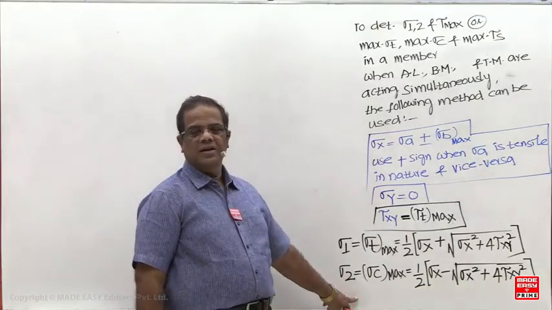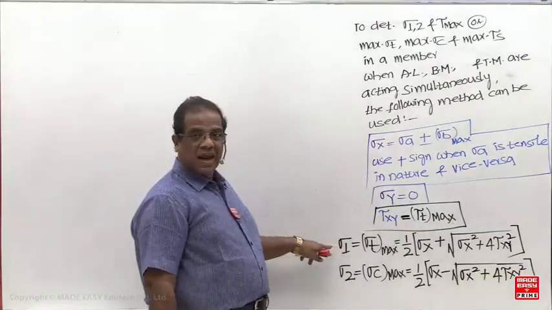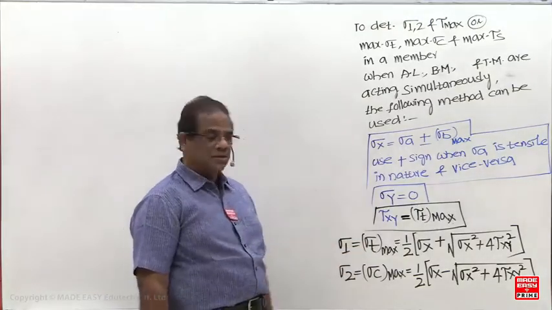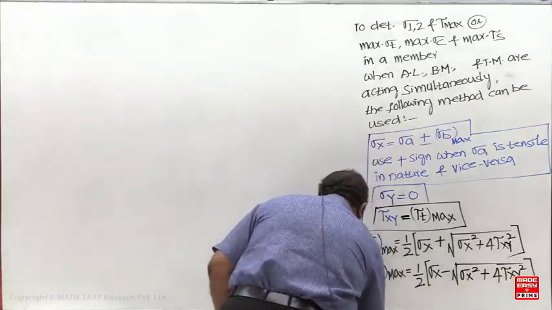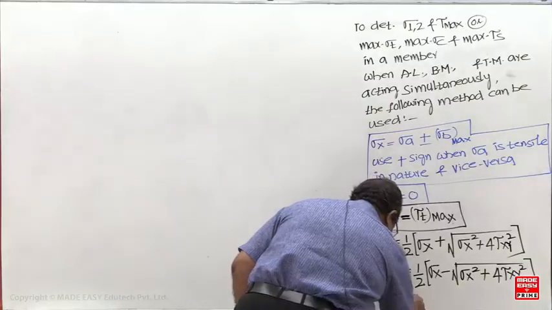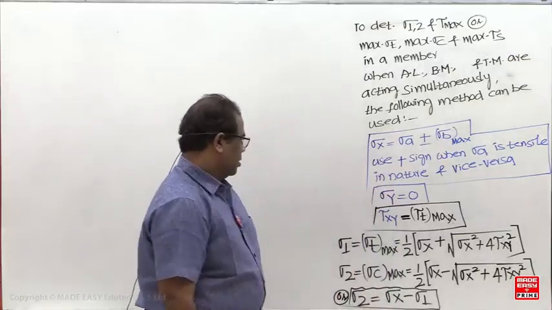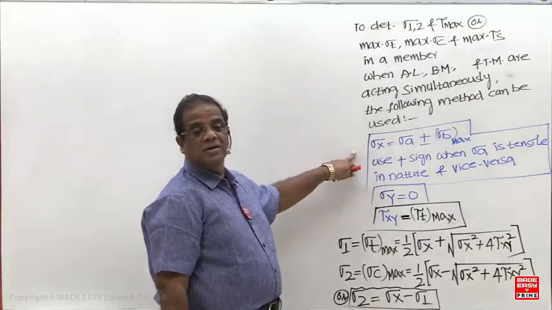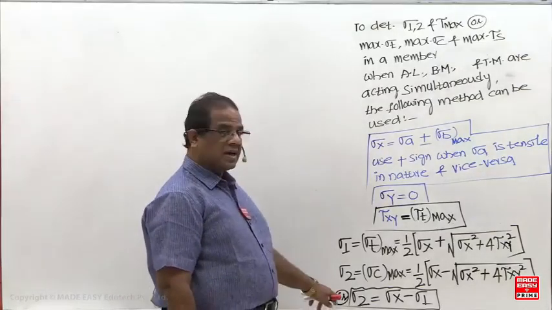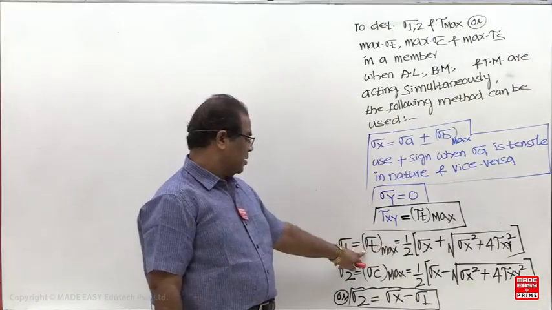What the other way you can get it now: sigma 1 plus sigma 2 equal to sigma x, because sigma y is 0. So if you have calculated this value, suppose I am getting 100, and this is 120, so directly this will be about minus 20. Because sigma x plus sigma y equal to sigma 1 plus sigma 2, so directly sigma 2 equal to sigma x minus sigma 1.